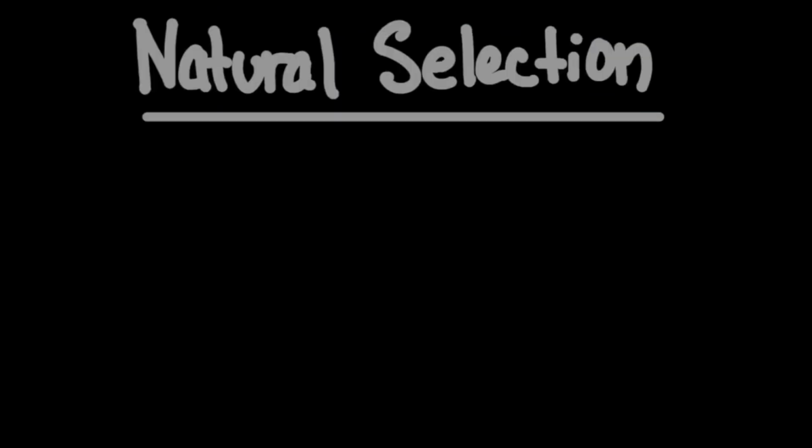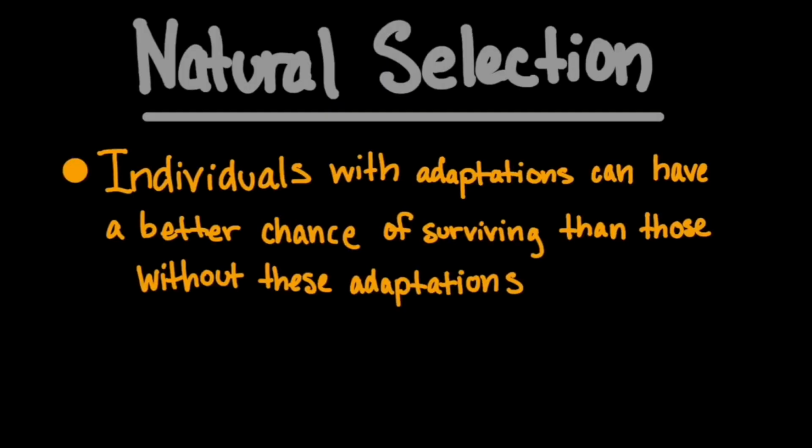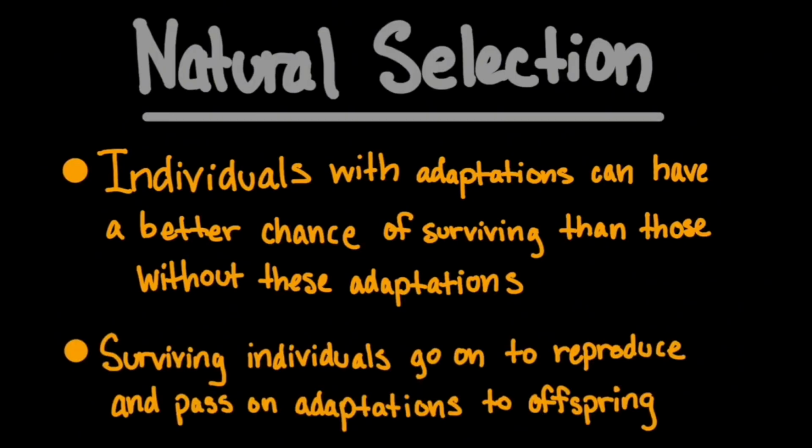First, we'll talk about natural selection. Individuals with certain adaptations can have a better chance of surviving than others without those certain adaptations. The surviving individuals then live to reproduce and pass on these adaptations.